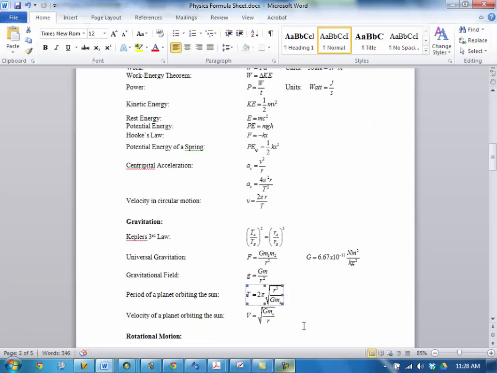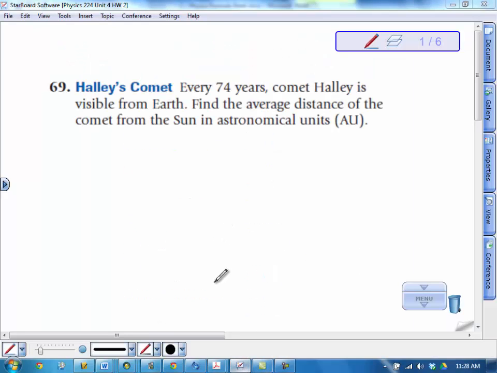Okay, if you look on your formula sheet, we have two options. We could use this formula or this formula. This one's much harder, and we would need the mass of the sun. We'd be solving for the radius, the average distance that Halley's Comet is away from the sun. This is going to be a much easier way to do it, and the better way with the information that we're given. So let me go ahead and copy this formula down.